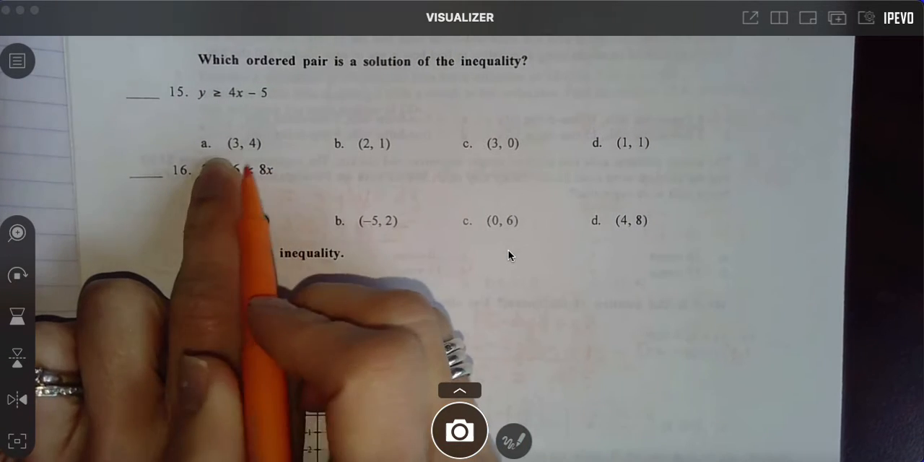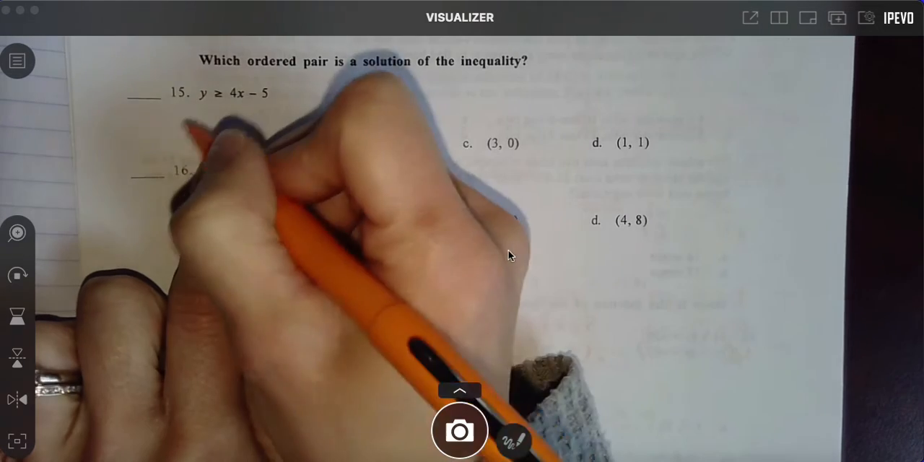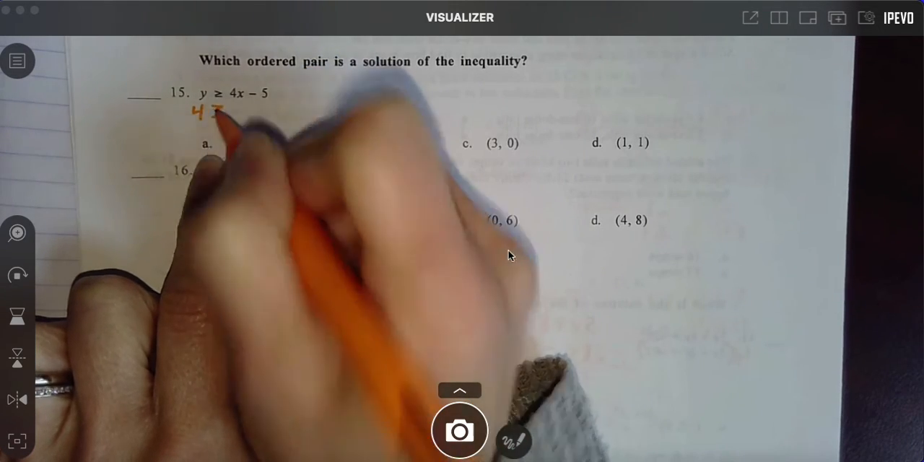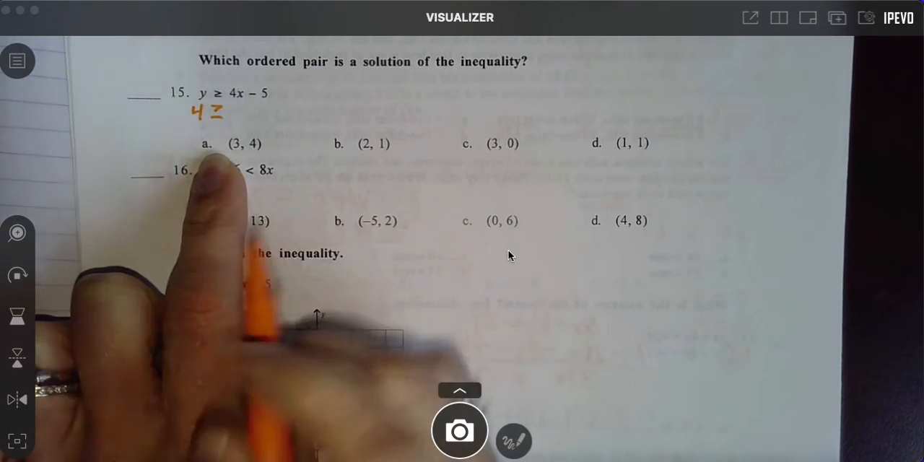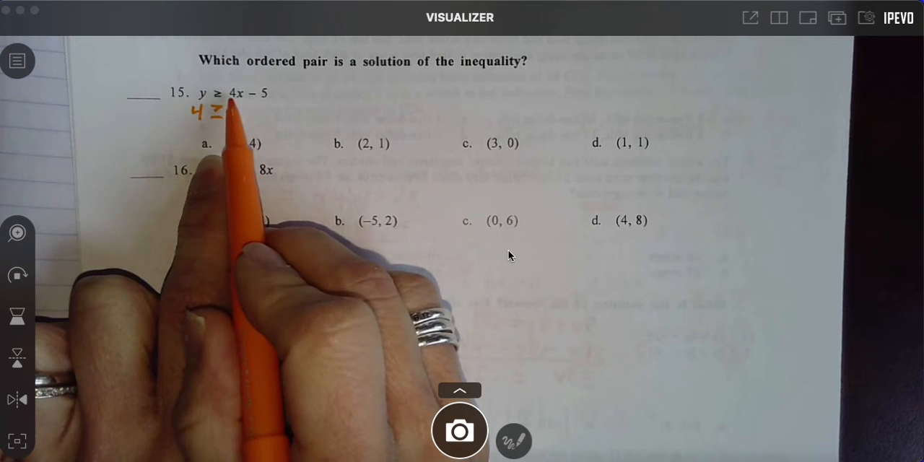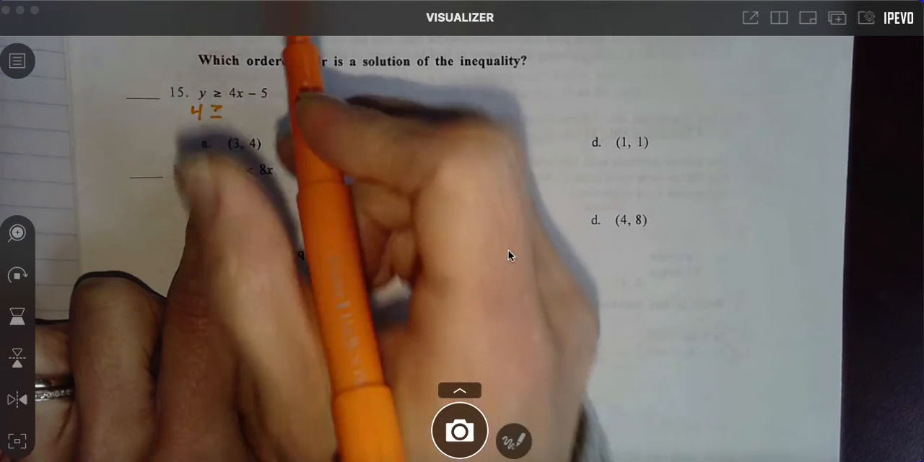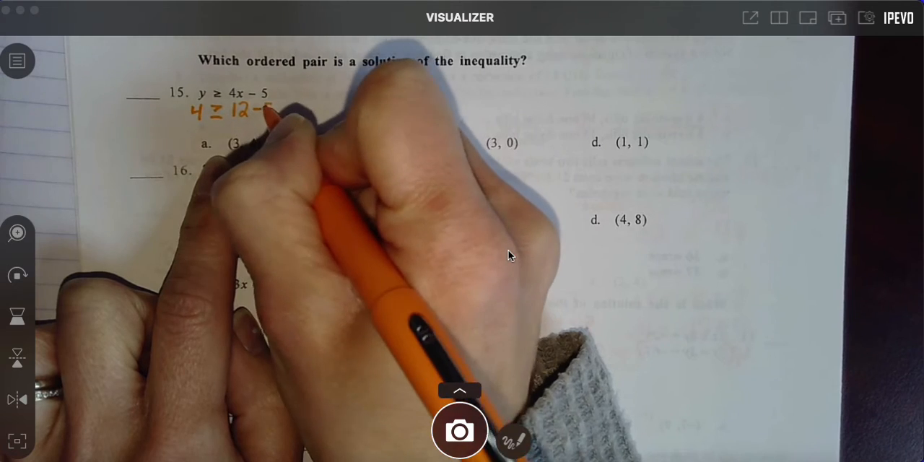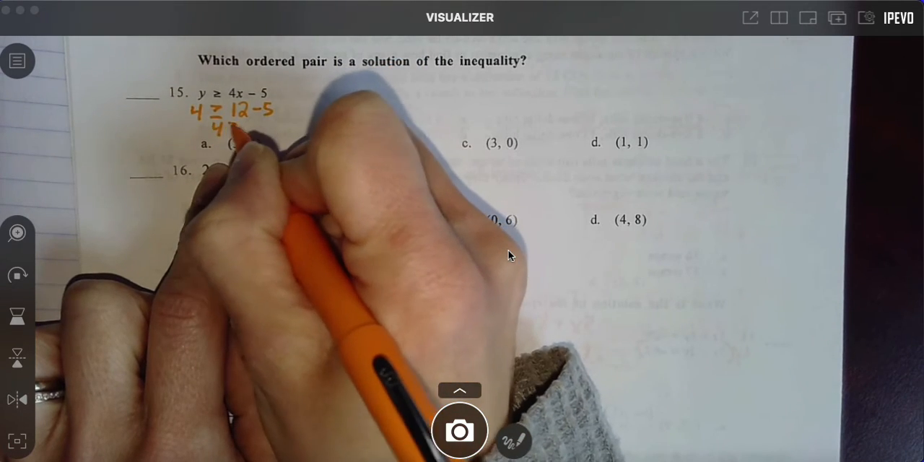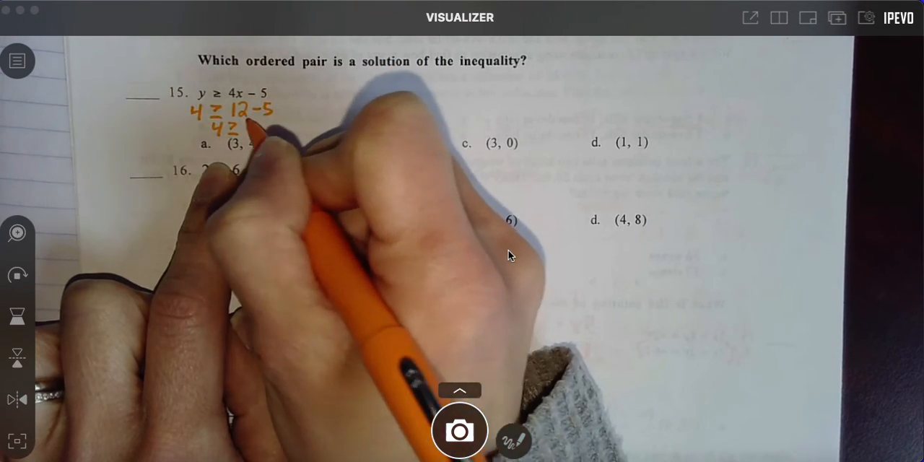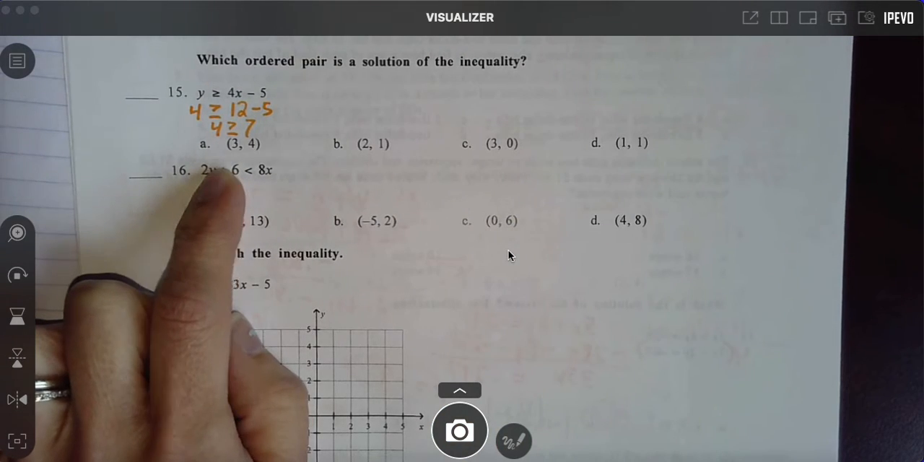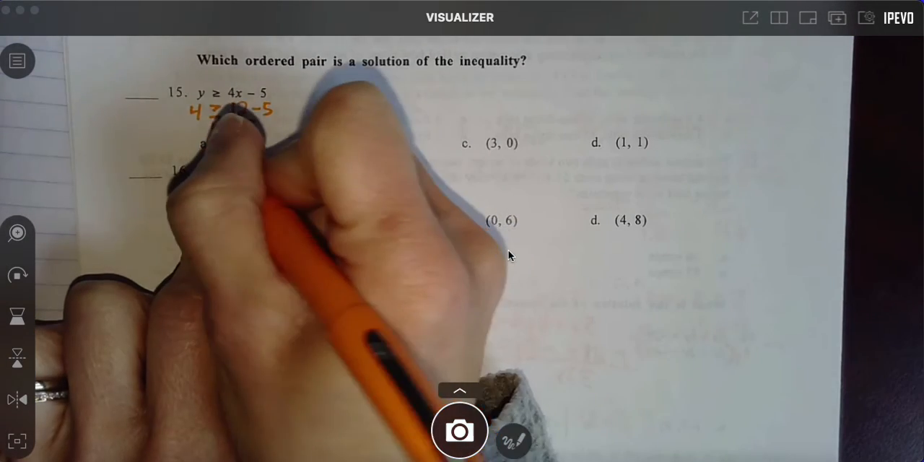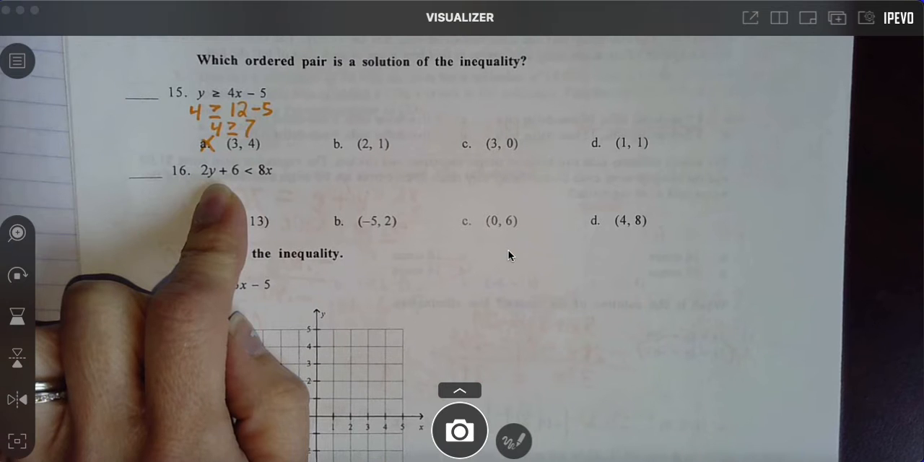What is my y value? 4. So I would put a 4 here, greater than or equal to. Now, what's 4 times x? What's 4 times 3? And 12 minus 5. Is 4 bigger than or equal to 7? No, it's not. So is that my answer? No, it's not. Chloe? Is this how you actually solve those?